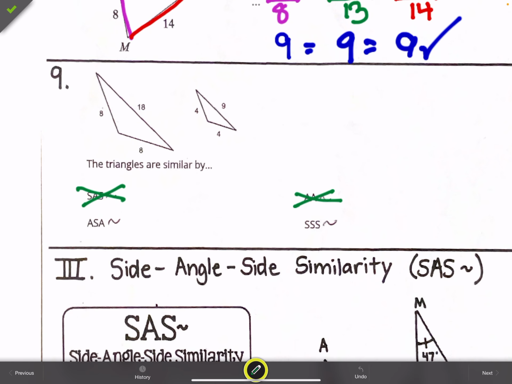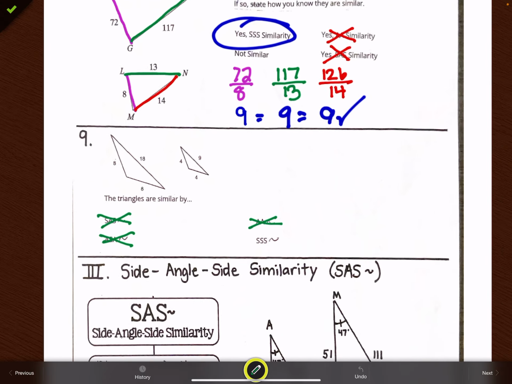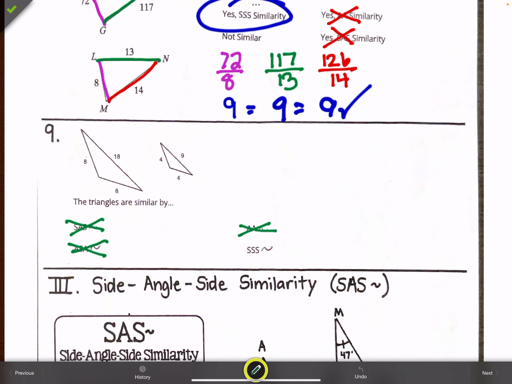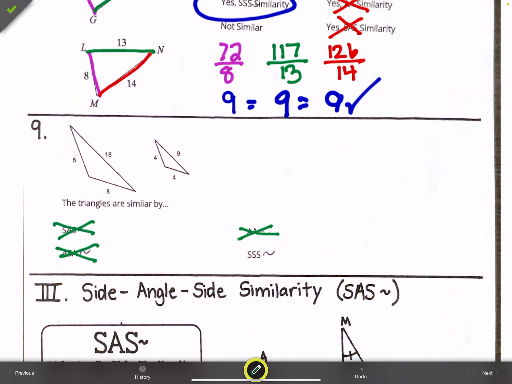Looking at this one, angle, side, angle, is that even one of our ways? Nope. So hopefully, just by looking at the picture, you can tell it's either going to be side, side, side, or nothing. But since they don't give me a none or none of the above, it's probably side, side, side. But let's verify that and make sure.